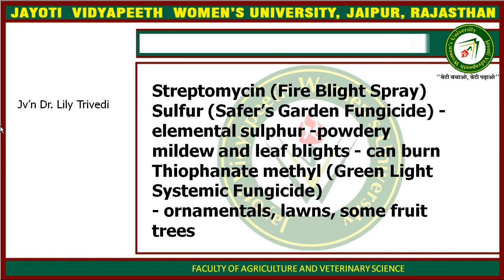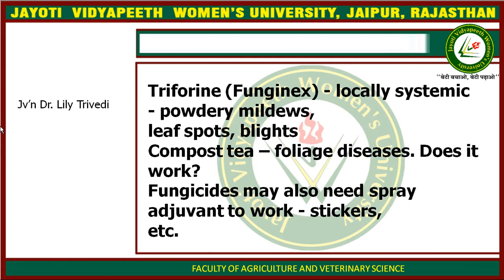Sulfur is a safer garden fungicide. Elemental sulfur acts on powdery mildews and leaf blights and can burn the plant. Thiophanate methyl is a green light systemic fungicide. It acts on the ornamentals, lawns and some fruit trees. Triforine or Funginex is a locally systemic fungicide and acts on powdery mildew, leaf spots and blights.